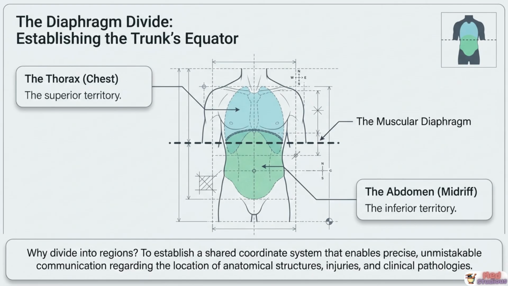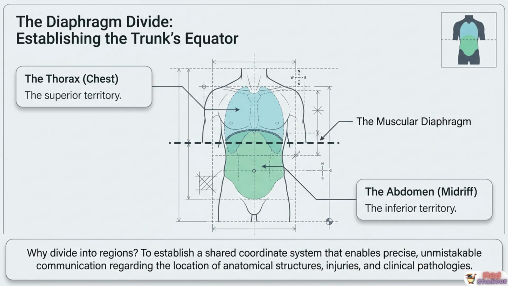The trunk is divided into two major territories by the muscular diaphragm, the dome-shaped respiratory muscle that separates the thoracic cavity above from the abdominal cavity below. The superior territory is the thorax, the chest, bounded superiorly by the thoracic inlet at the base of the neck and inferiorly by the diaphragm itself.